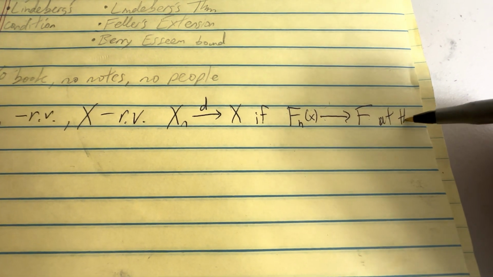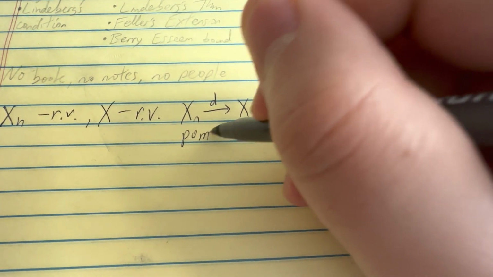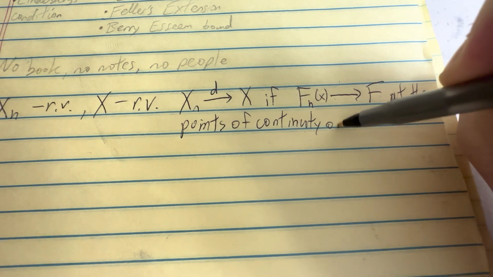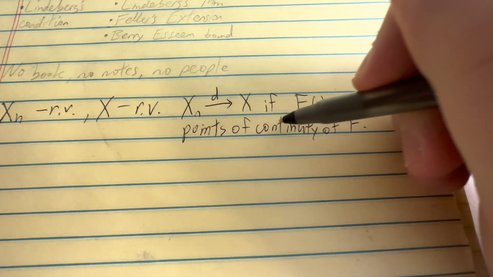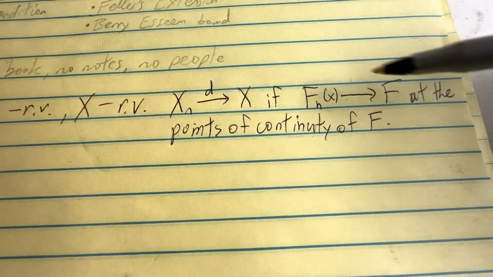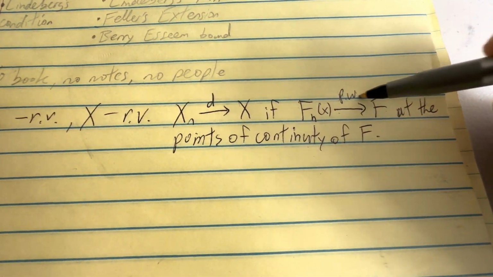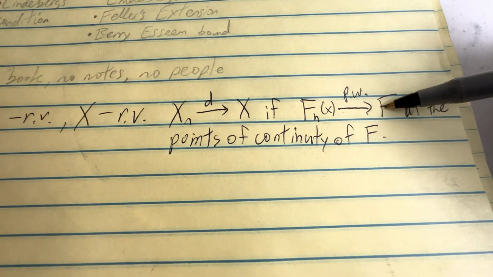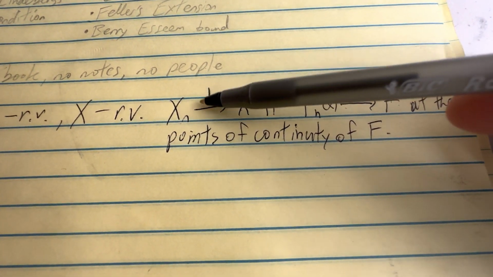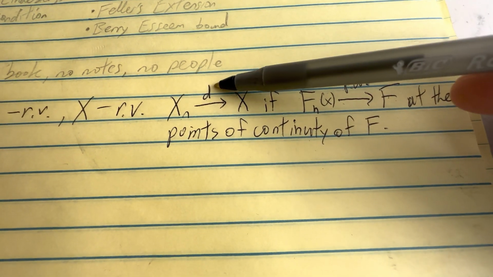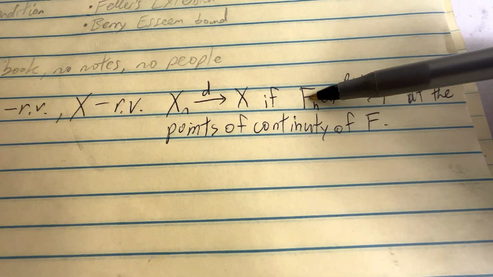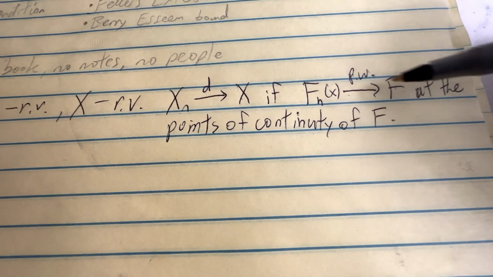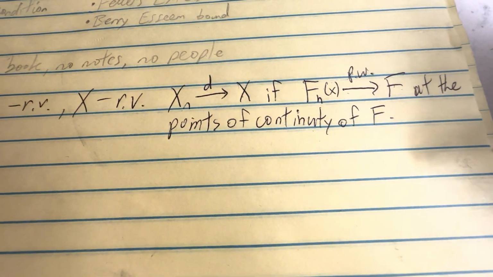at the points of continuity of F. And I always forget that second part here, this part where this is pointwise convergence. So Fn is the corresponding distribution function for Xn, and F is the distribution function for X. So the definition of Xn converges to X in distribution means these functions converge to this function pointwise. And I always forget the next part where I say, where is it converging? It happens at the points of continuity of F.